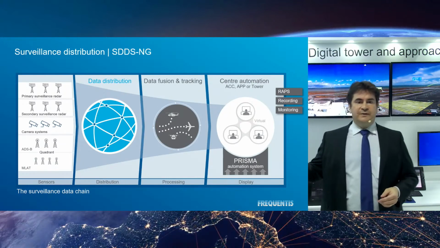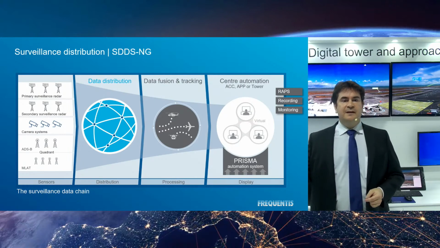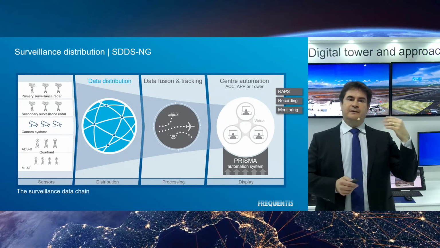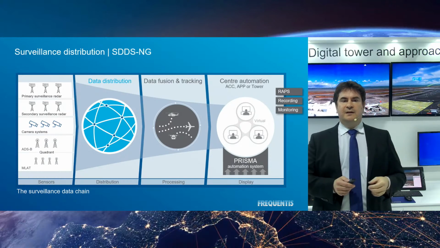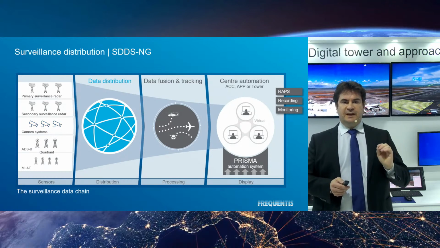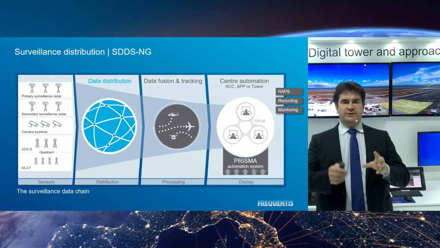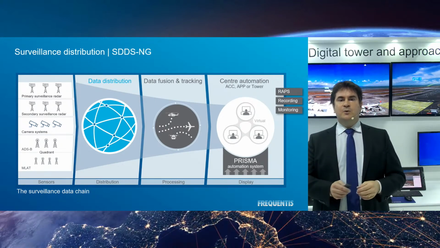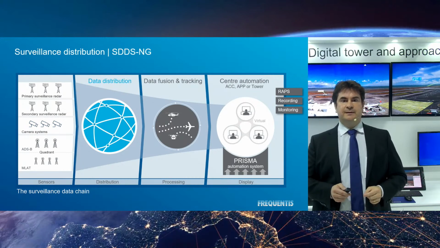The next part of the surveillance chain after sensors is the distribution. Now you have gathered the information from primary sensors, secondary sensors, from cameras and so on, and our Quadrant solution, and this information has to be distributed to your center, to your tower, and to the place where you want to process it.